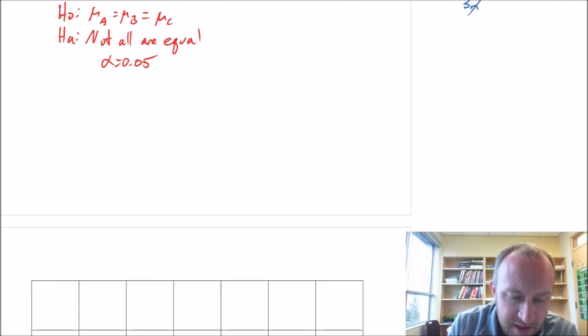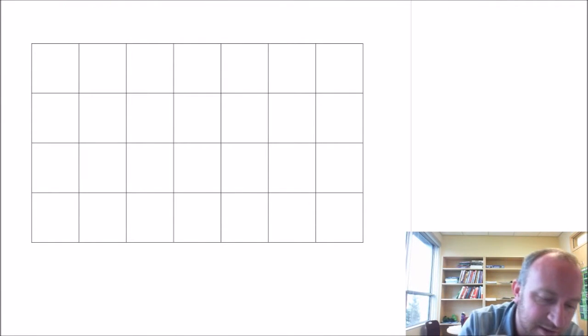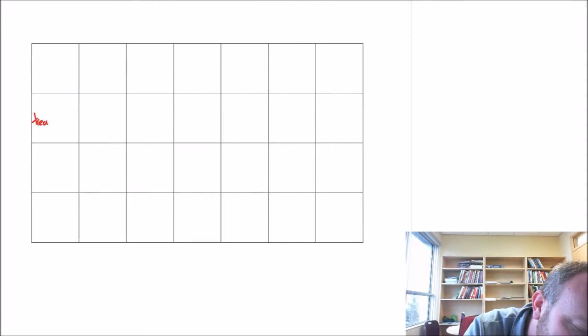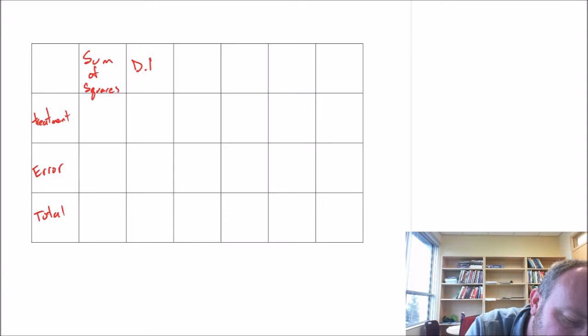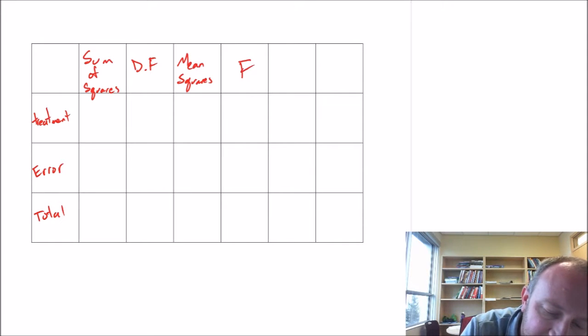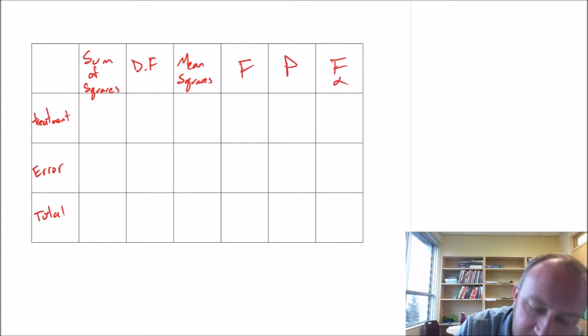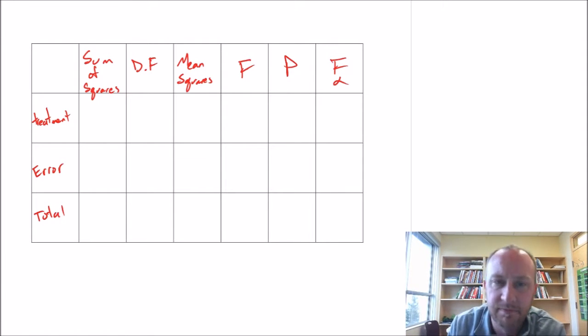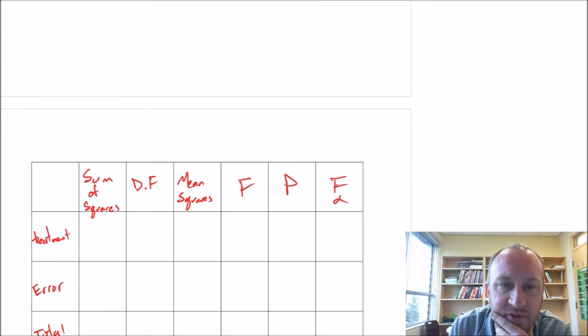So let's move down, and here's our table that we're going to fill in. I need to set this up with treatment, error, and total. So we've got all of our partitioning of our sum of squares. This will be degrees of freedom. This will be mean squares. This will be our F statistic, our p-value, and our critical F. So now let's start in this top left corner and we'll fill this in.